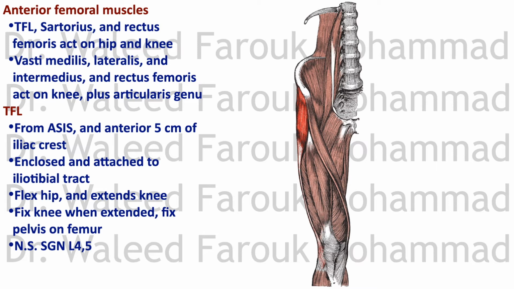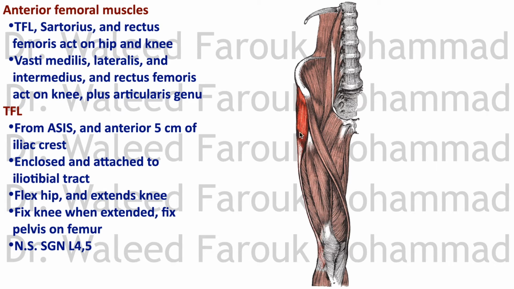The tensor fasciae latae muscle, this is the muscle on the lateral side of the thigh in the gluteal region, most anterior part of the gluteal region. It originates from the first 5 centimeters of the iliac crest, starting from the anterior superior iliac spine till the tubercle, and it's completely enclosed in the iliotibial tract, so it acts on the iliotibial tract. The iliotibial tract is considered the tendon of this muscle.